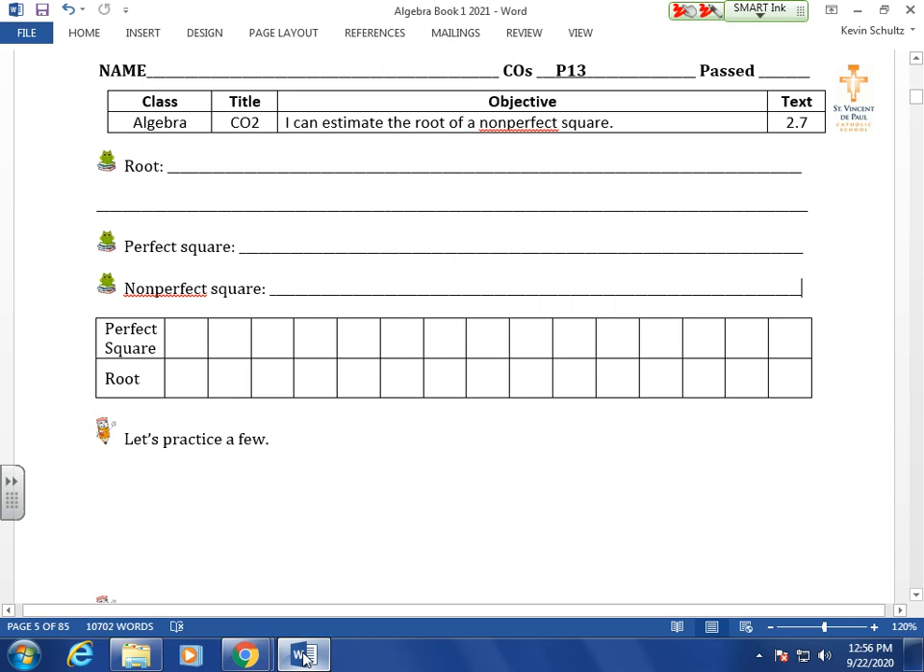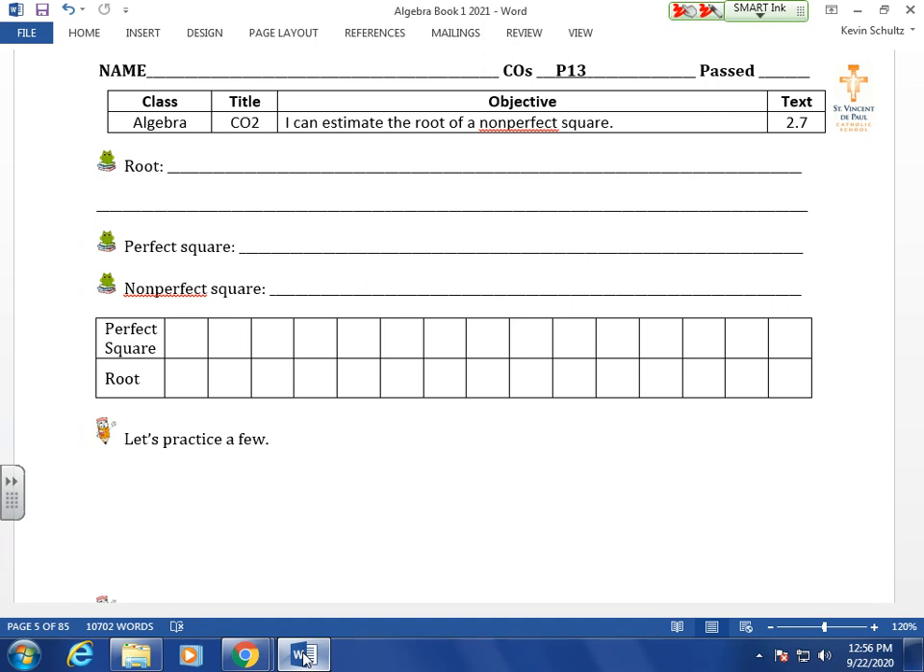Howdy and good day. Today we're in Algebra, covering CO2, estimating the root of a non-perfect square. We kind of introduced perfect squares and non-perfect squares yesterday when we talked about rational and irrational numbers. Today we are going to focus on estimating those values of non-perfect squares. But we start with defining a root. What is a root or a radical?